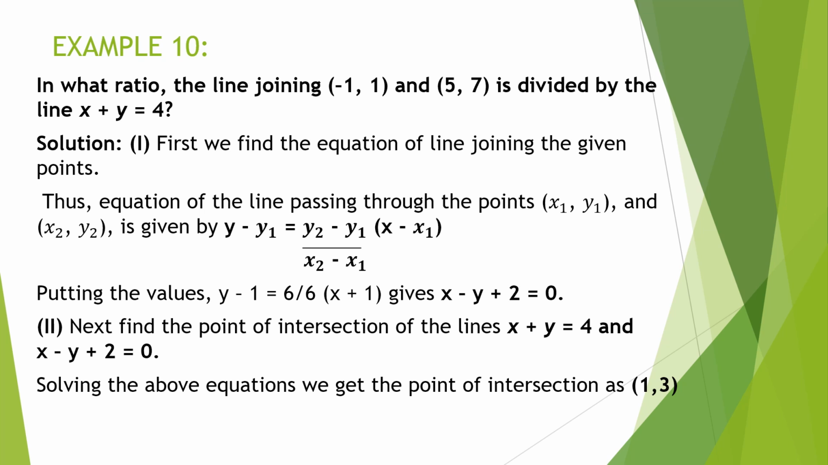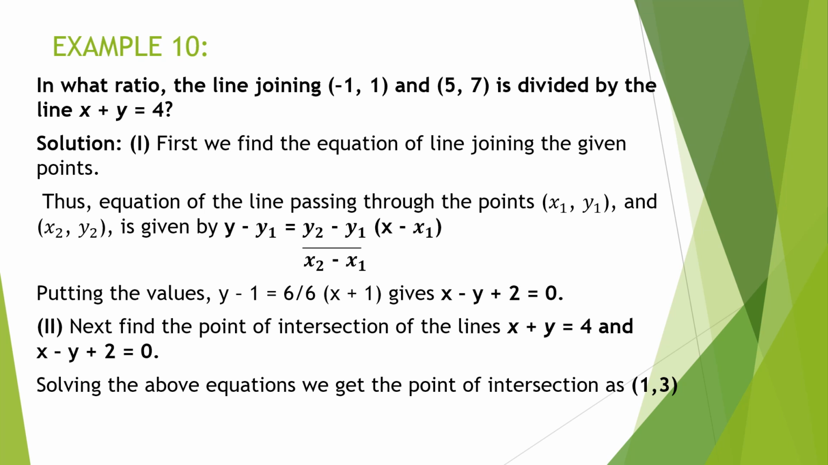Example 10. In what ratio is the line joining minus 1, 1 and 5, 7 divided by the line x plus y equal to 4? So now you have a line which is joining 2 points and it is divided by another line. You just have to find the ratio in which it divides.